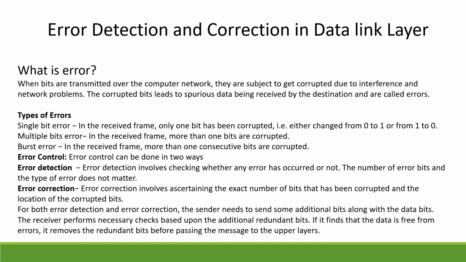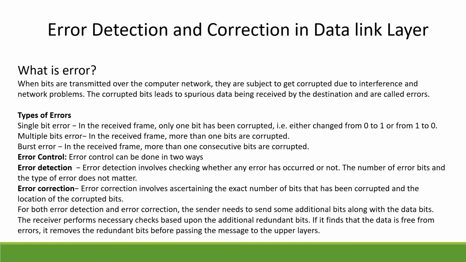Single bit error: in the received frame only one bit has been corrupted, that is either changed from 0 to 1 or from 1 to 0. Multiple bits error: in the received frame more than one bit is corrupted. Burst error: in the received frame, more than one consecutive bits are corrupted.